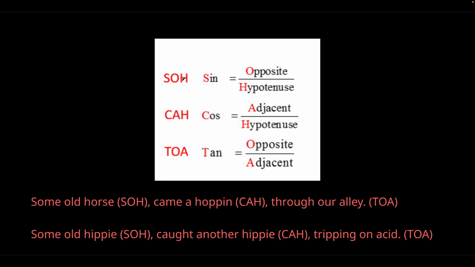So there are two ways. One is to remember SohCahToa. That's one word to remember the trig ratios, SohCahToa. And then some phrases. Some old horse, so sine is opposite over hypotenuse, came hopping, cosine is adjacent over hypotenuse, through our alley. That's tangent. Or I like this one a little better because I think it's funnier. Some old hippie caught another hippie tripping on acid.